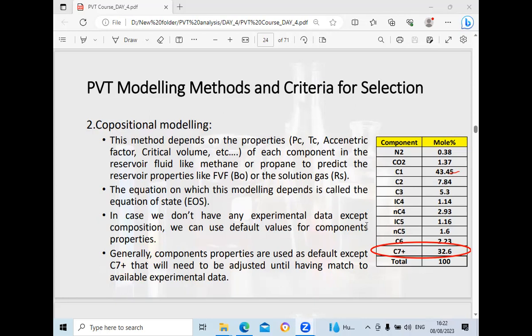So this is the main difference between compositional and the black oil. Because for black oil, I don't need to understand the chemical composition. I don't need to know the chemical composition of the fluid. I just need to know some 1 or 2 parameters and I can model the behavior. But for a compositional model, you need to know the exact composition of the hydrocarbon. From there now, you'll be able to develop an accurate equation of state that will be able to be used to predict these properties at different reservoir conditions.